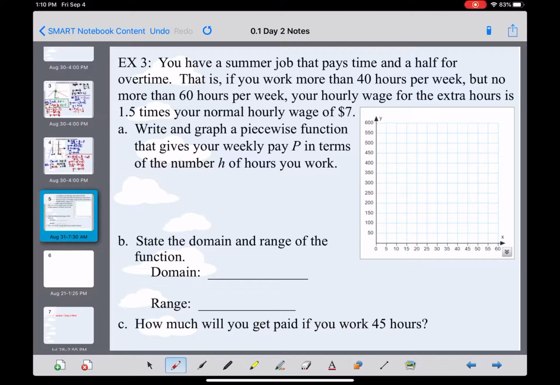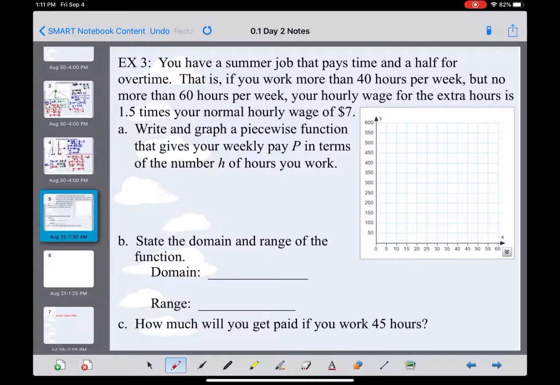All right. This is the second part of day 2. So we're going to be doing a word problem and writing a piecewise function from the word problem. Okay. So this one, you have a summer job that pays time and a half for overtime. So if you're not familiar with that, if you work an hourly job and say it's 40 hours a week and then you work additional time, you get paid more for those additional hours.